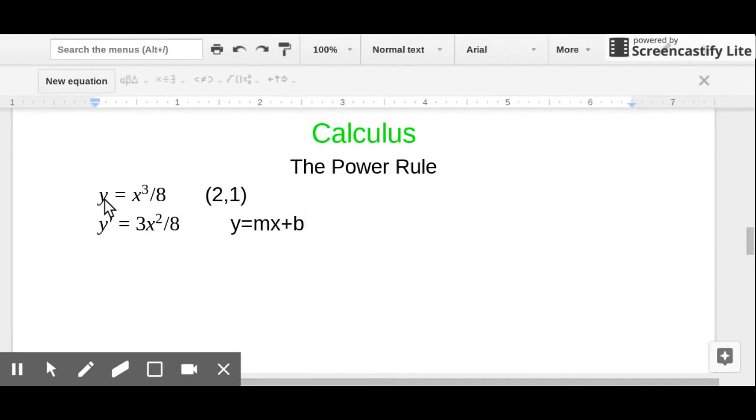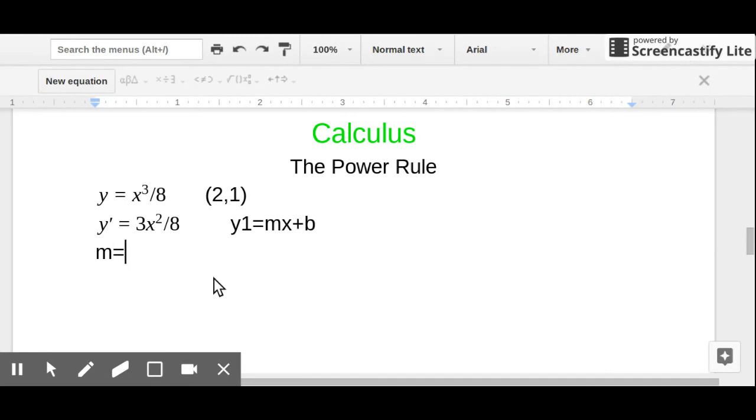Now let's keep in mind here that this y and this y are two different y's. You could call this y of 1 if you'd like. All right, y of 1 is equal to mx plus b. The first thing we need to do is find m.